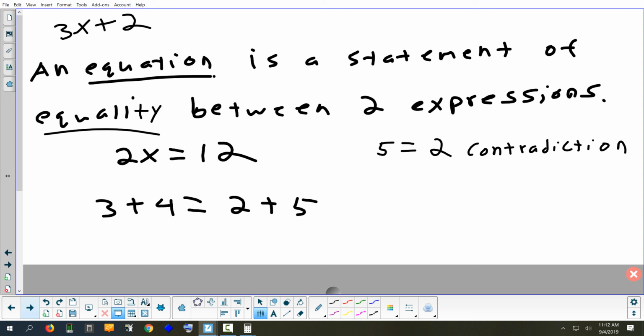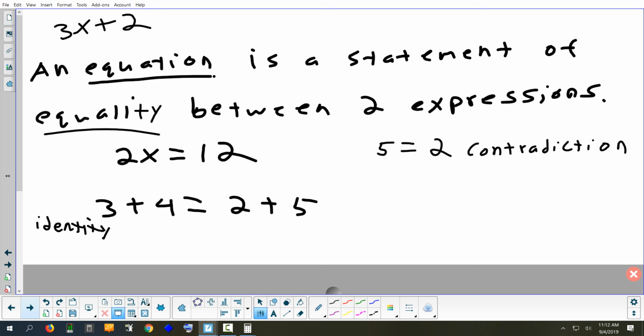Well, look at the 3 plus 4 equals 2 plus 5. Elias, what do you notice about that? They both equal 7. So it's kind of the opposite of this equation. Instead of having 2 numbers that are different, you have 2 numbers that are the same. That equation is called an identity.